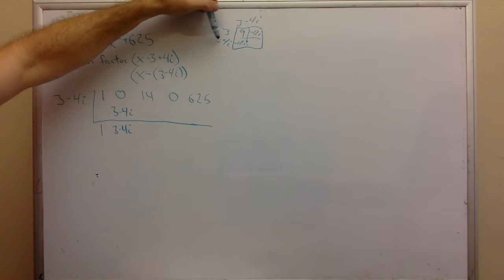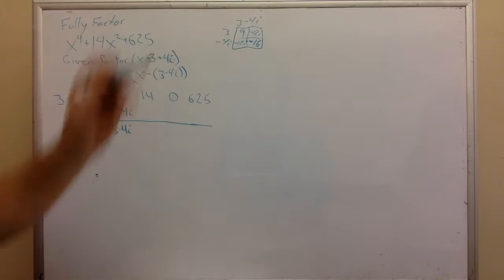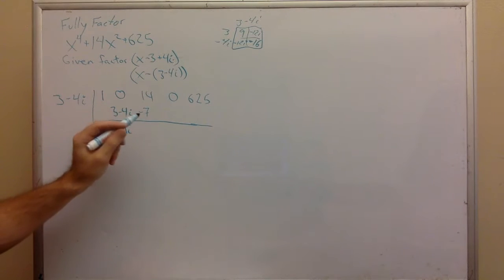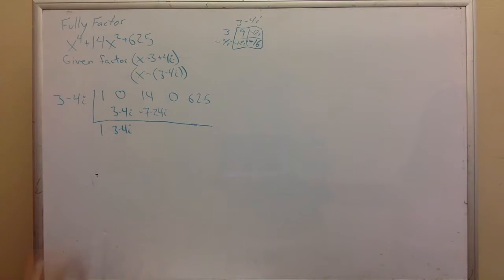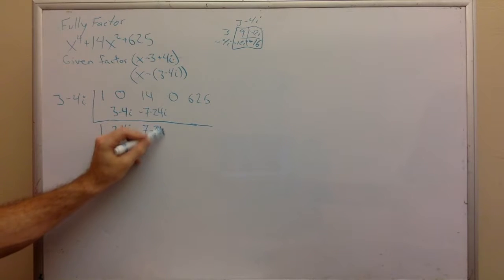And then here I have a negative and a negative. I have 4 and 4, that's 16. Then i squared, so that's going to make that negative 16. So I have these two together, 9 and negative 16. That's going to give me negative 7. So I have negative 7, then minus 24i. Add those together, that gives me negative 7 minus 24i.